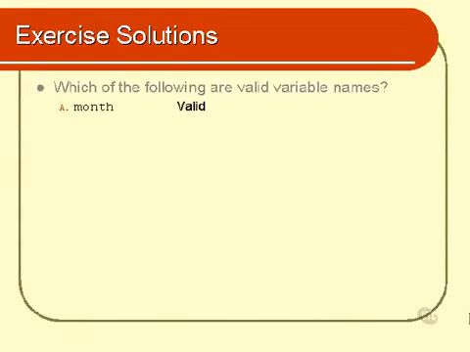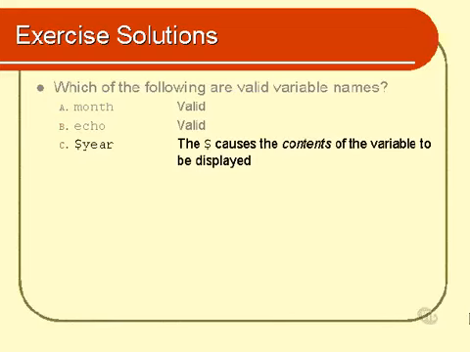Well, month was perfectly valid. Interestingly, so was echo. It is perfectly okay to have a variable name that is the same as a Unix command. Now this was not valid because if you put the $ sign in there, that refers to the contents of the variable to be displayed, or variable substitution. It is not a variable name.